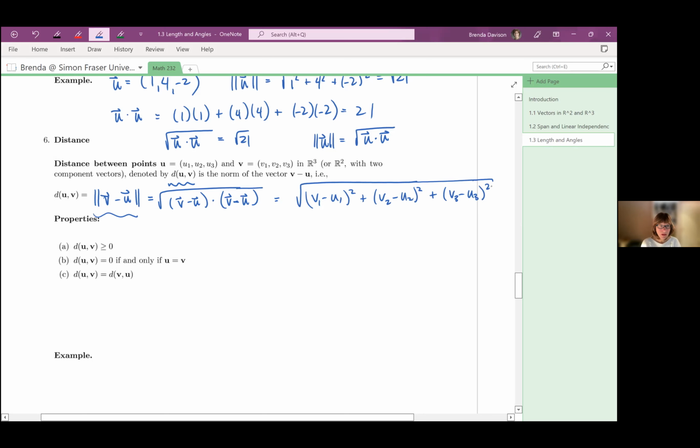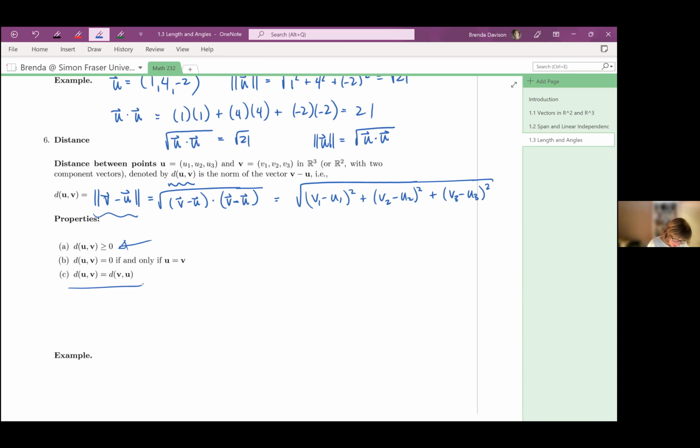There it is. Okay, some properties of the distance between two vectors. So distance is always positive or 0. There's no way of having a negative distance. The distance between my house and SFU is either 0 if I live right at SFU, otherwise it's some positive amount. It doesn't matter in which direction I drive, it's still a positive distance. Okay, distance is only 0 if the two vectors are equal, and the distance between u and v is the same as the distance between v and u. That follows from the commutativity of the dot product.